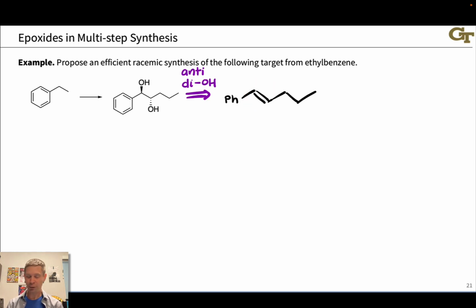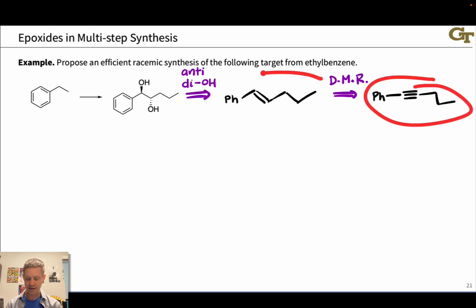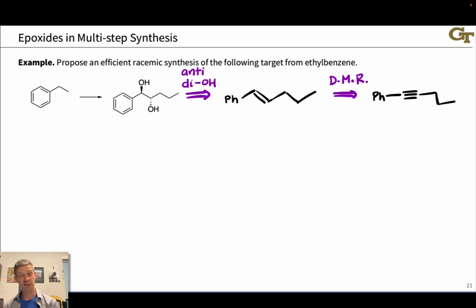Well, notice I also want to tack on some carbons onto the end of this ethyl group, and so I can think about doing that through an alkyne where the alkene is located, making this bond right here. But I got to get back to the alkyne first, and that can be done in the forward direction through a dissolving metal reduction, right? We know how to turn this alkyne into this trans alkene through a dissolving metal reduction.